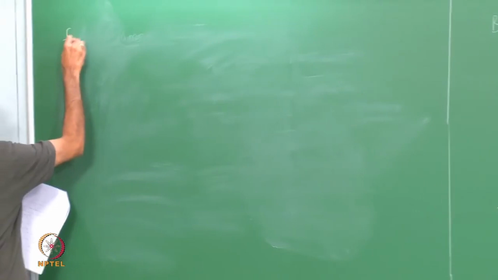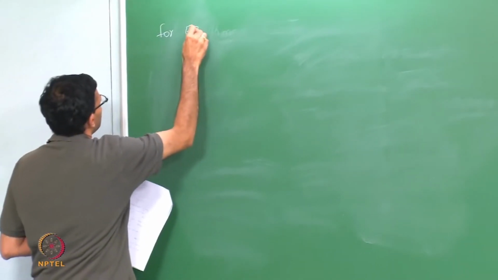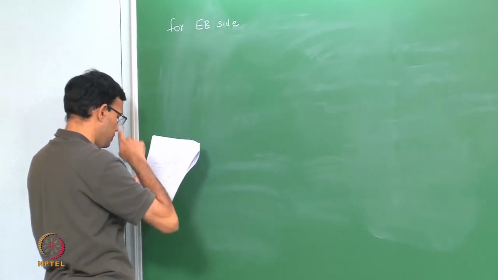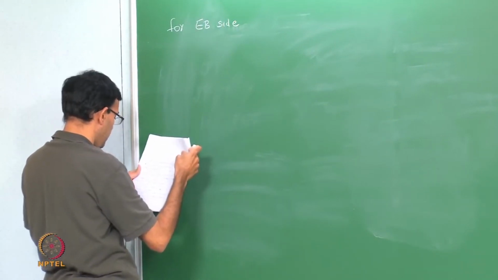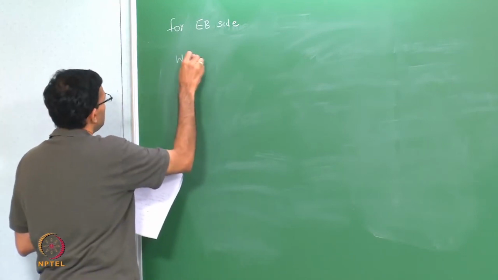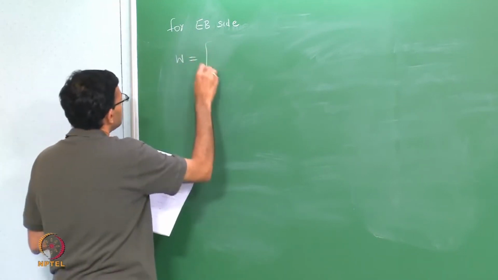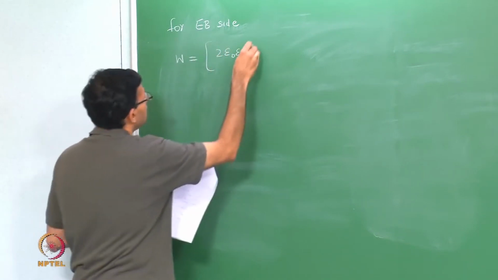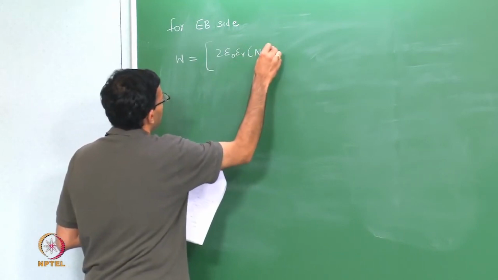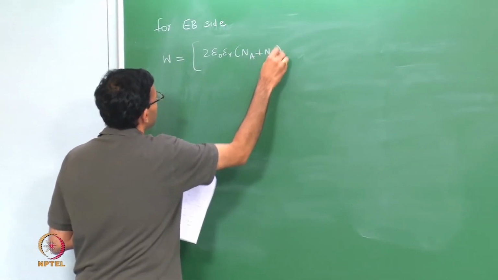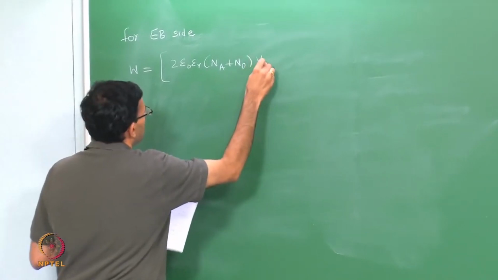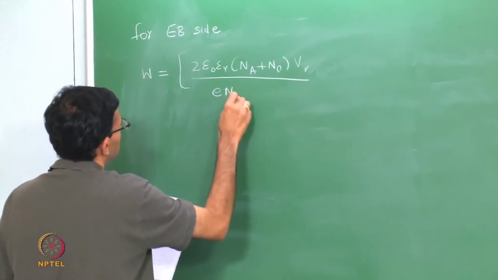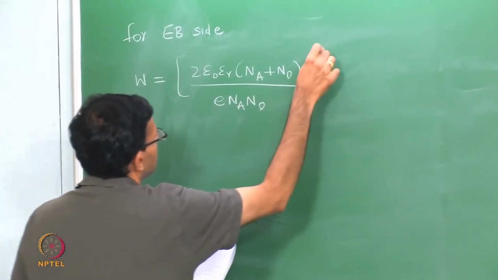So, for the emitter base region, the EB side, we can calculate the width. So, once again, W is 2 times epsilon naught epsilon r, NA plus ND, times VR, over E NA ND, and the whole square root.